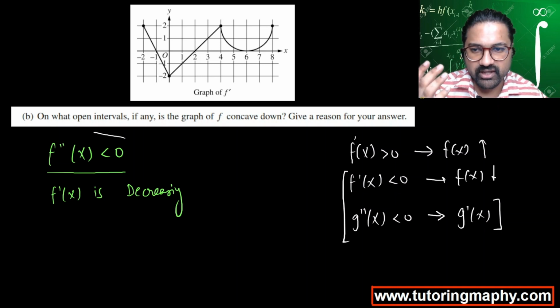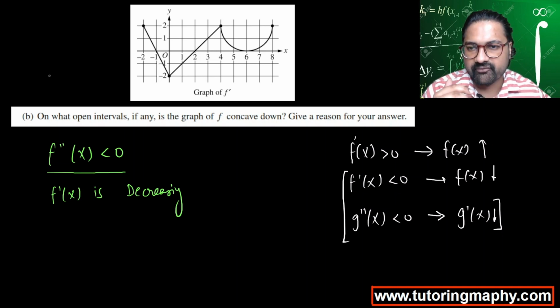And that is exactly what is happening over here. If g double prime is negative, meaning the function's second derivative is negative, it means that g prime is decreasing in nature. This means that f prime is decreasing in nature. And when is f prime decreasing? That's pretty straightforward. On this interval, and on this interval. This is where f prime is decreasing.